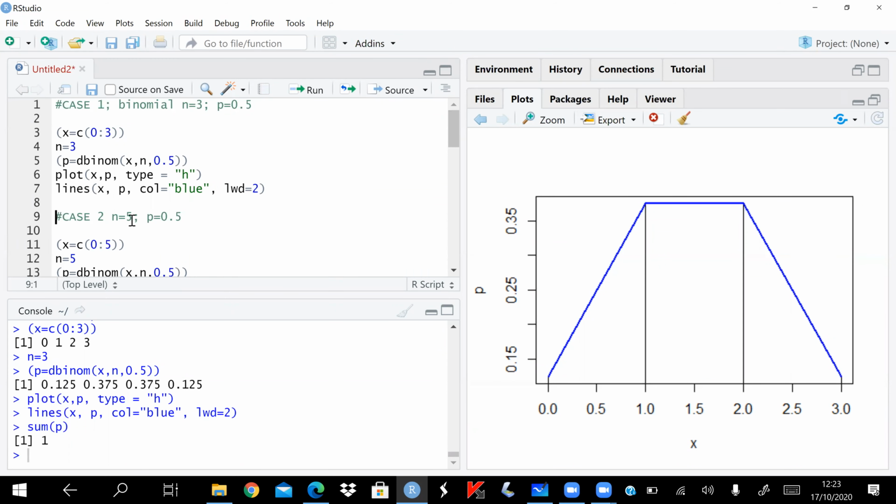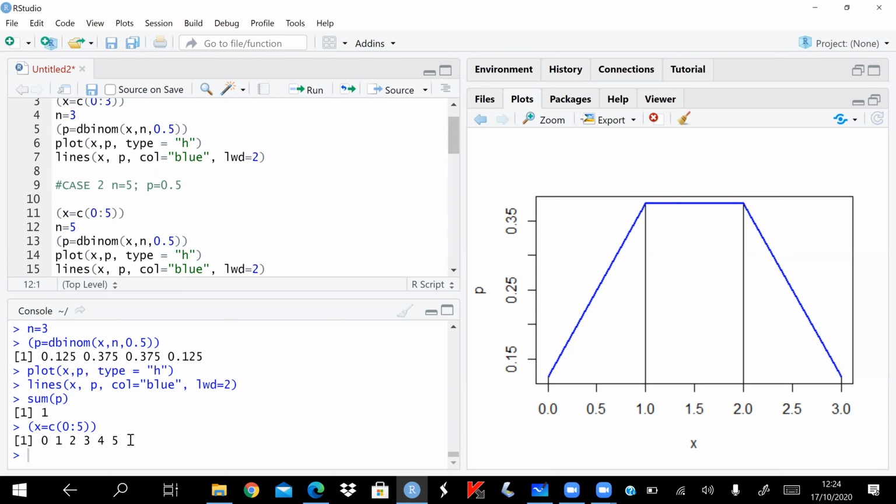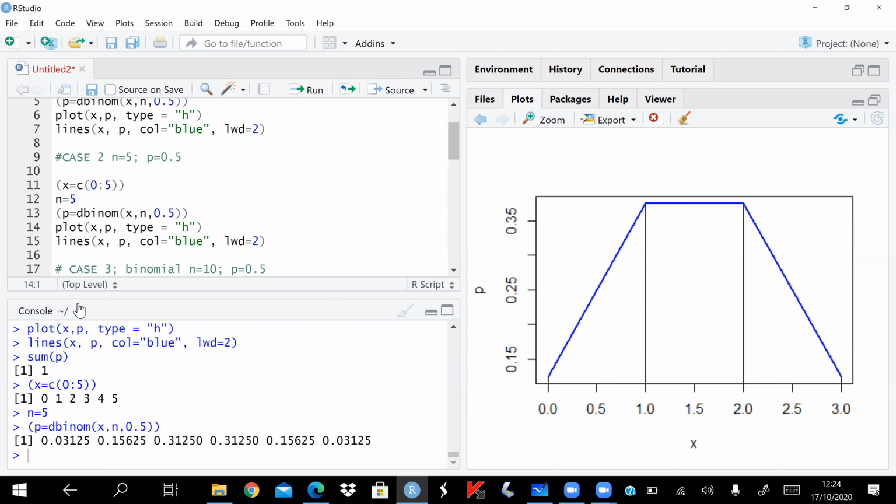The second scenario, I want us to consider a binomial distribution when n is equal to 5. That is when we have 5 trials and the probability of success is 0.5. So the number of successes are 0, 1, 2, 3, all the way to 5. Then the number of trials is 5. The probability for each possible value of x is given here, 0.03125, and so on and so forth, in such a way that if you sum these values here, you'll always get 1.